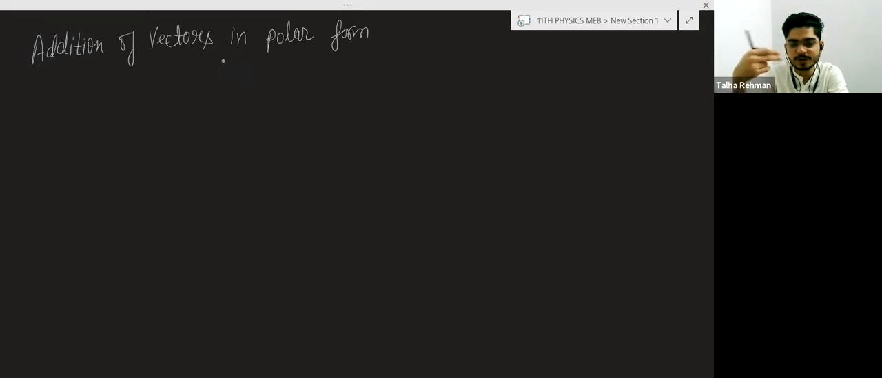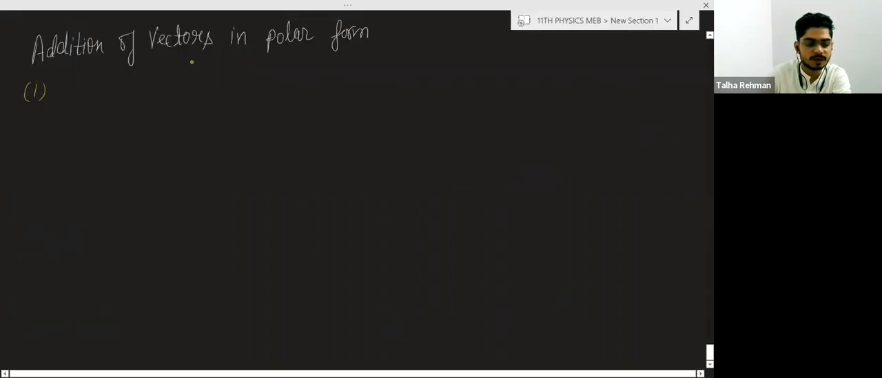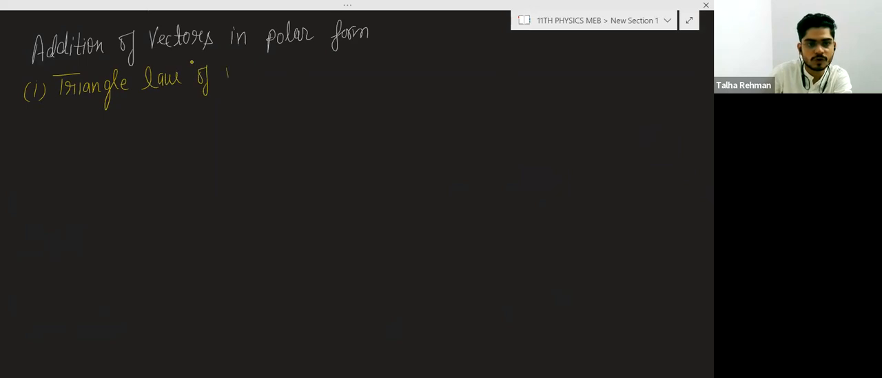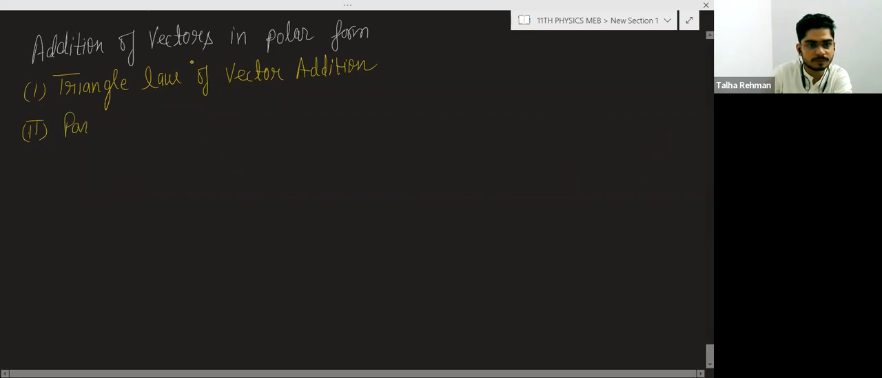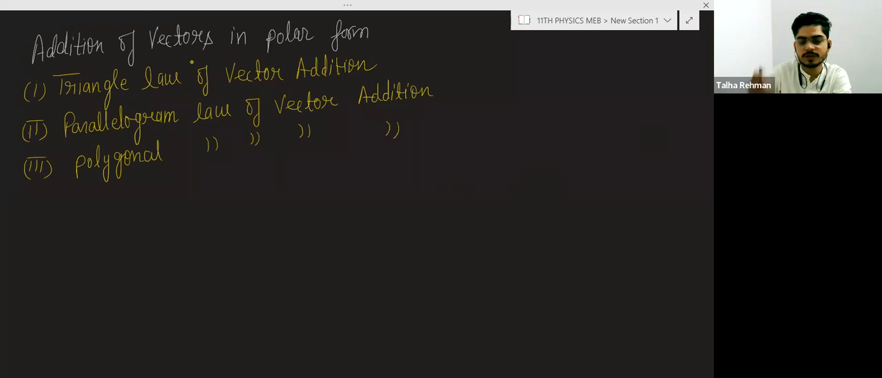So there are some geometrical laws, or laws of addition of vectors. The first law is the triangle law of vector addition. The second law is the parallelogram law of vector addition. Third is the polygonal law of vector addition. Three laws we will have.